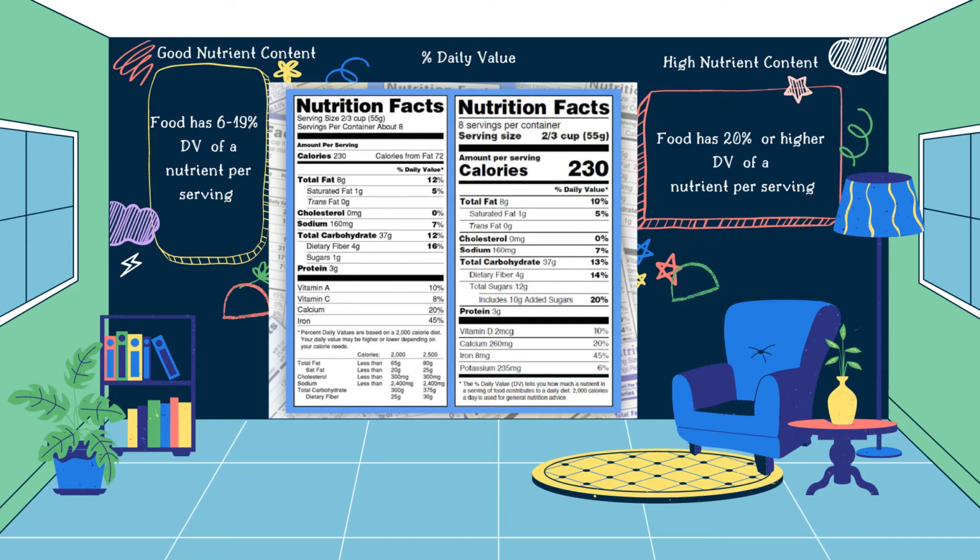A food with a moderate or good amount of nutrients has a daily value between 6 and 19%. So if you look at this food label, this is a moderate source of vitamin A and vitamin C.